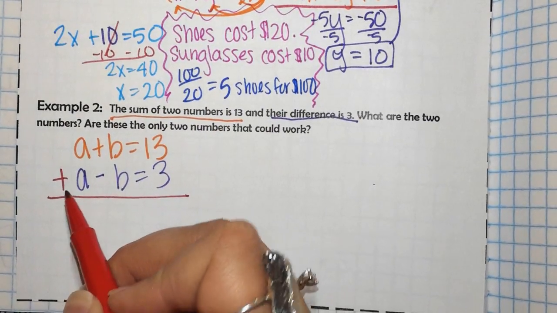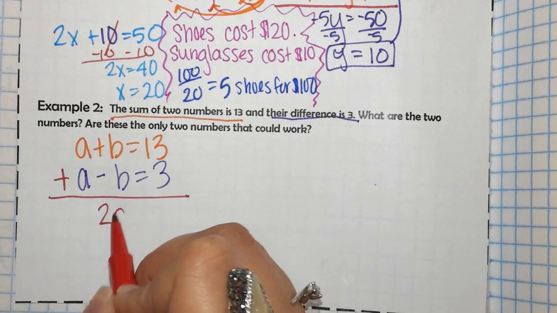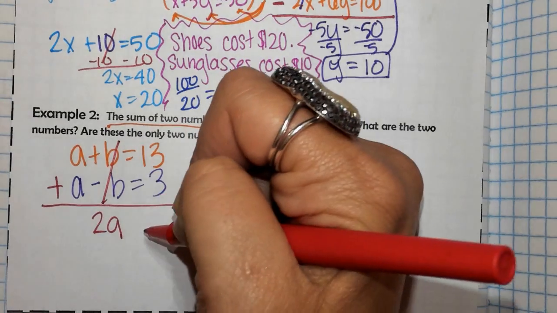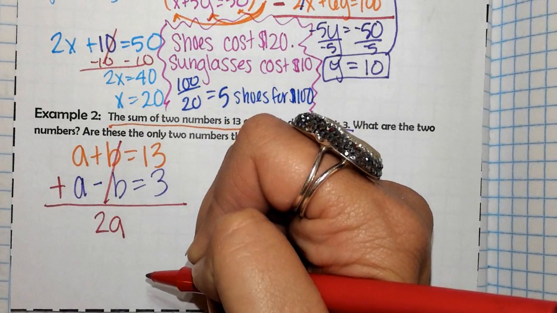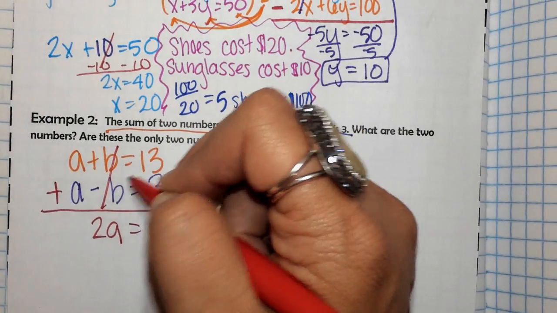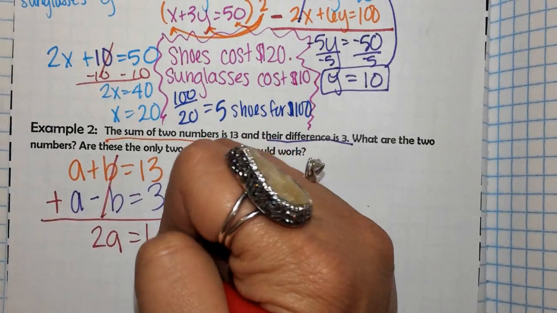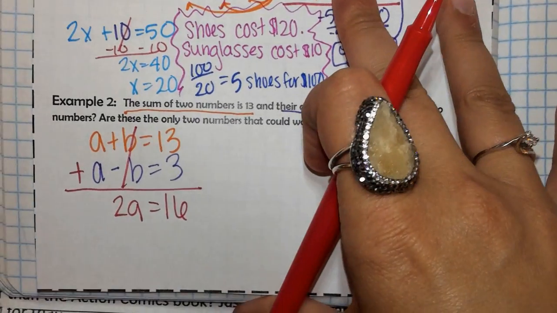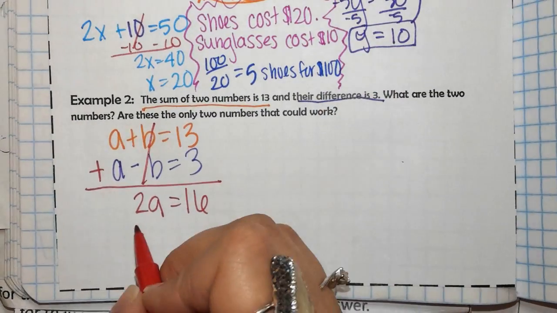All right, so let's add. 1A plus 1A gives us 2A. B plus negative B gives us... Listen to what I asked you. B plus negative B, it cancels. 13 plus 3 gives us 16. And now we have to divide by 2.